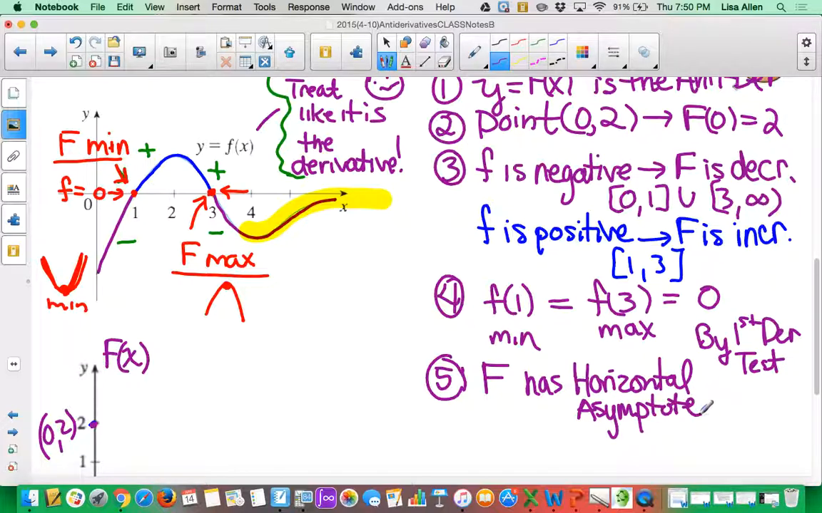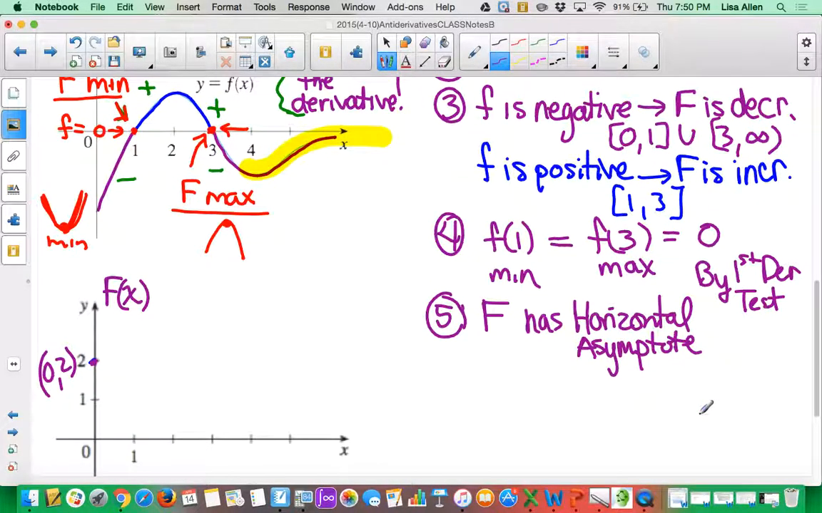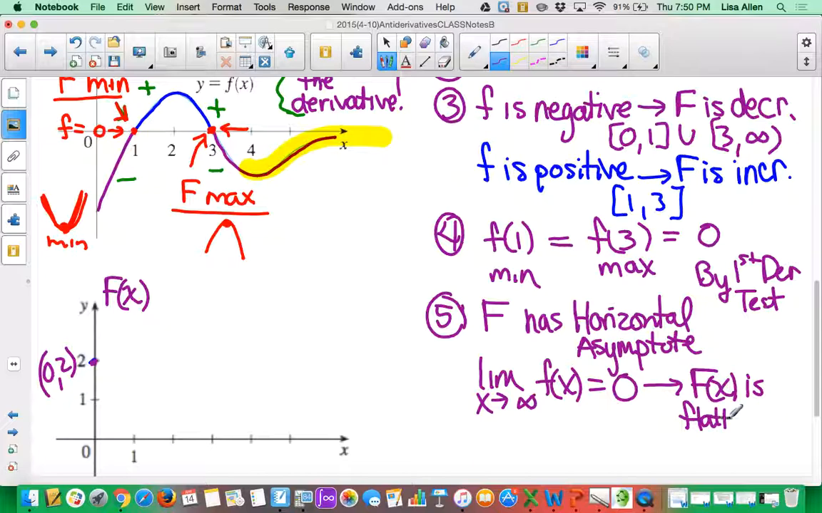And that would then be, we would look at F getting flatter. The limit as x goes to infinity of f of x would equal 0. So that would say that f is flatter. Capital F of x is flatter because it has a slope of 0.